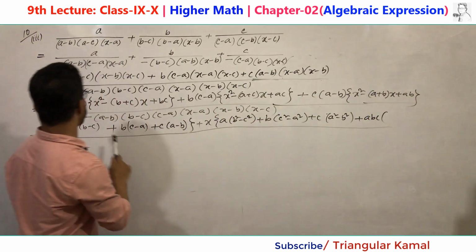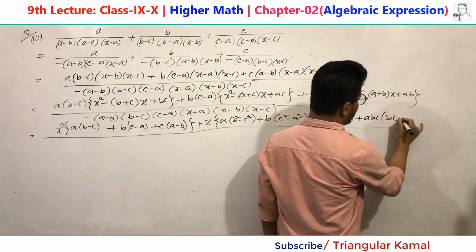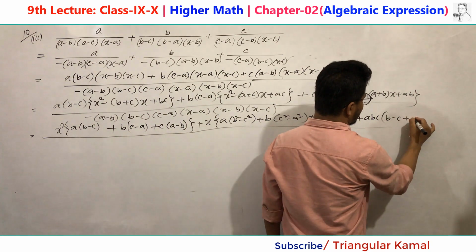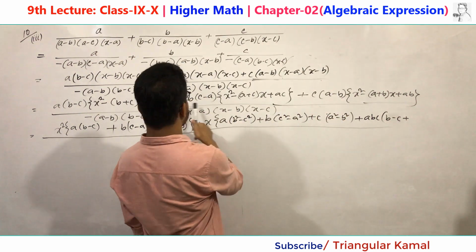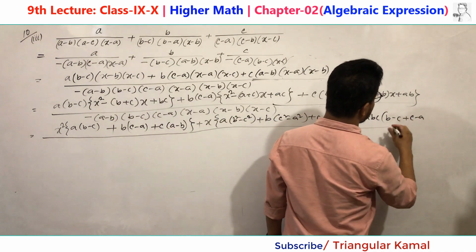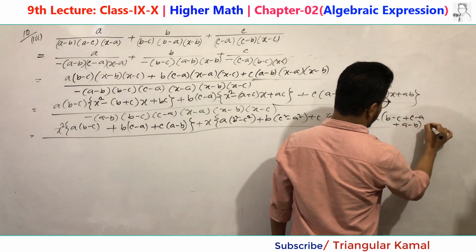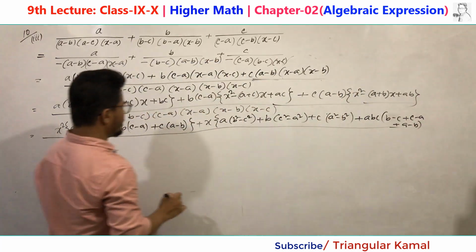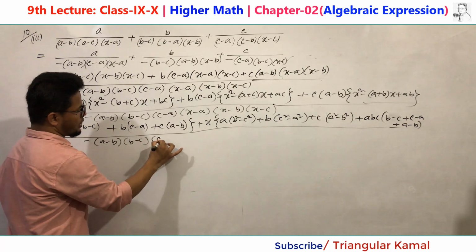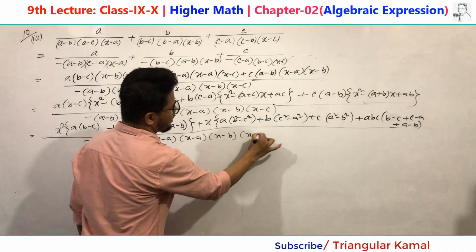The remaining part is like b minus c, b minus c, sorry, this one will be b minus c plus, the second part here we will get c minus a, and here we will get a minus b. So the denominator part here is a minus b, b minus c, and c minus a, x minus a, x minus b, and x minus c.